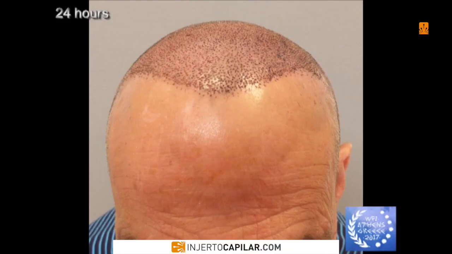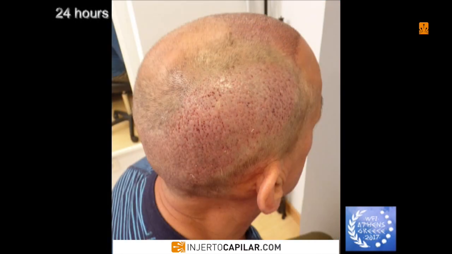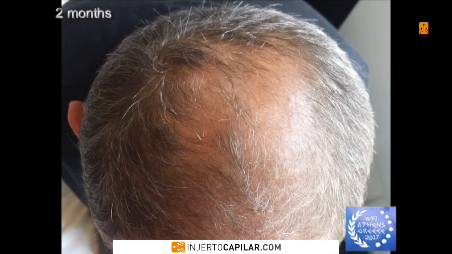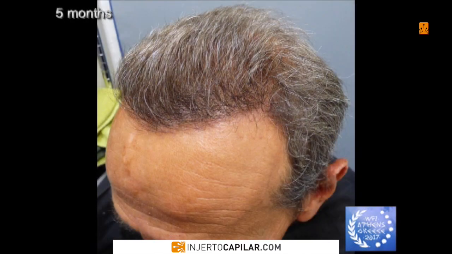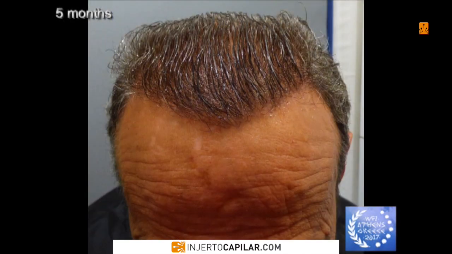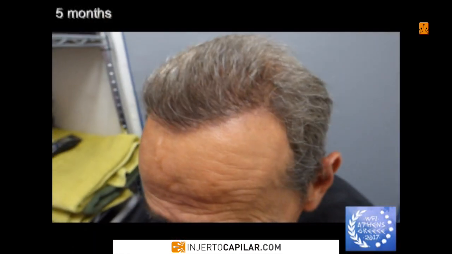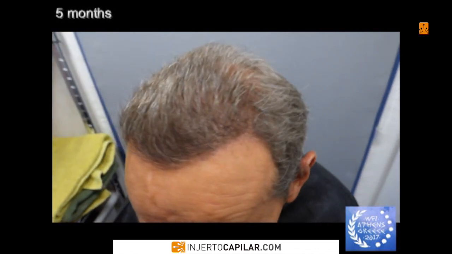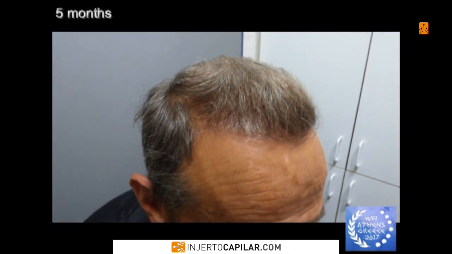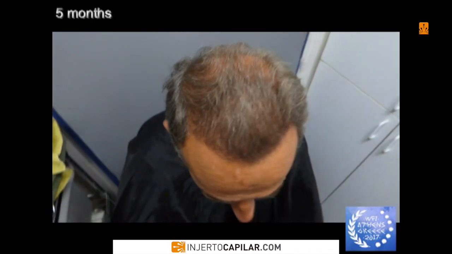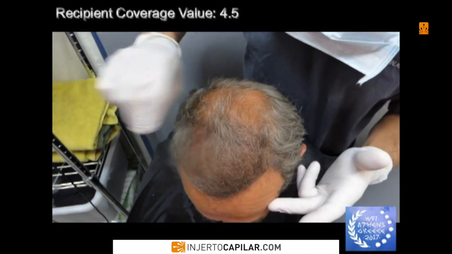Now we are seeing the patient at 24 hours and 2 months, and again ready in the operating room at 5 months with a nice and early regrowth of the transplanted area. This second procedure was in September 2016, so we took the time to film all the steps required to prepare the patient for surgery. That is the main objective of this movie, beyond the technical issues. Remember that the goal of the first procedure was to have a coverage value of 4.5 in the frontal area.